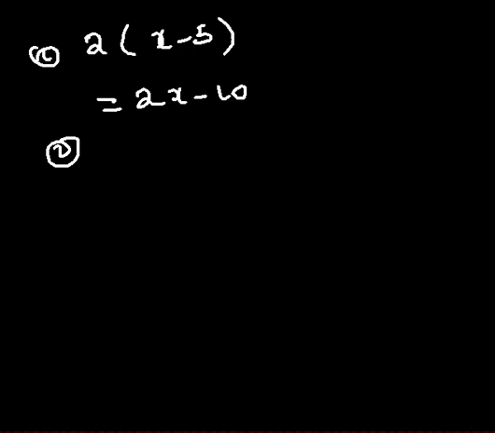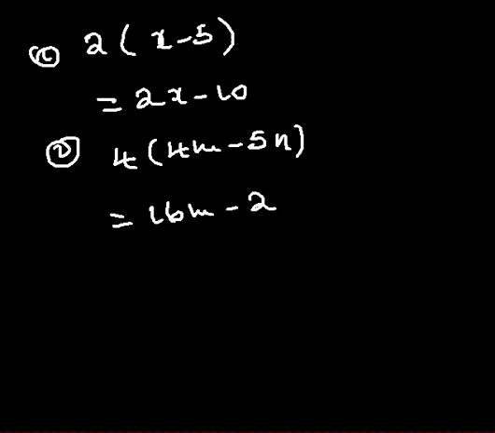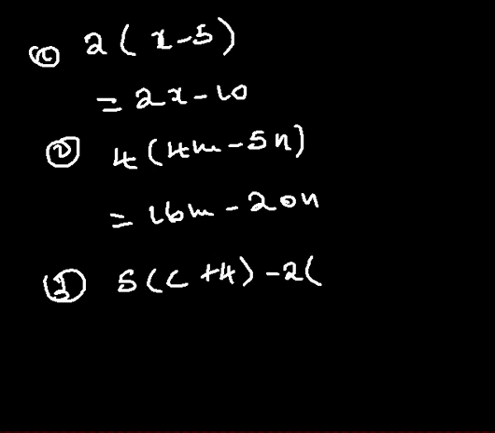And how about if we have, let's say, 4 open bracket 4m minus 5n. How do you think you can have this? In this case, this is the same as having 16m minus 20n. And how about if we have 5 open bracket c plus 4, minus 2 open bracket 3c minus 8? How do you think we can simplify this?